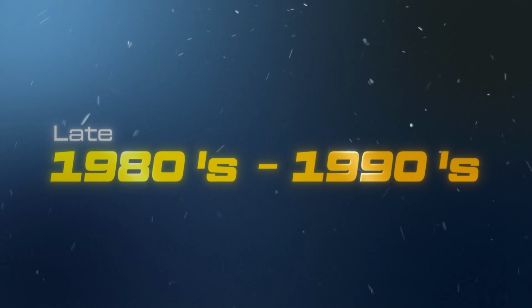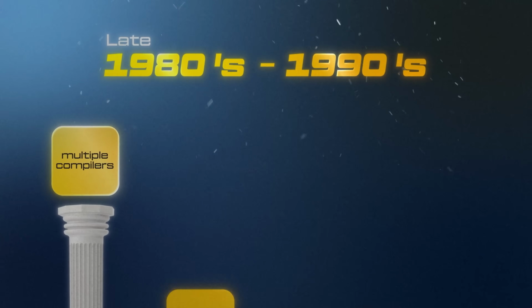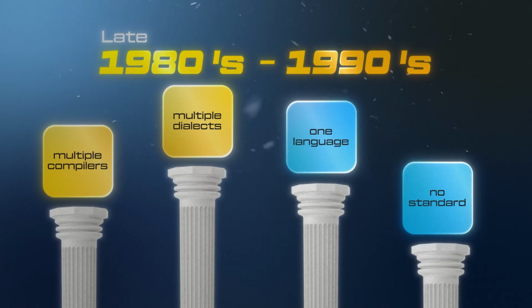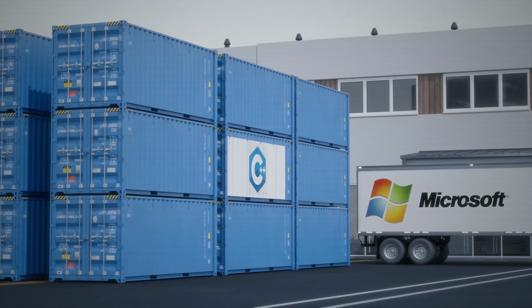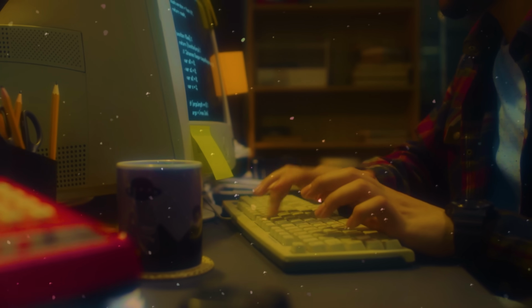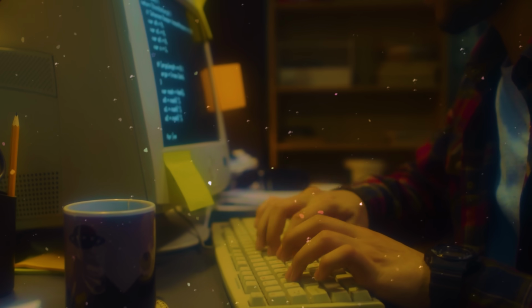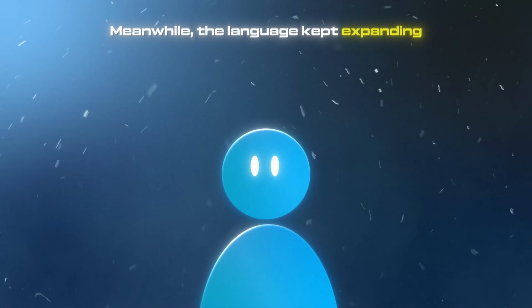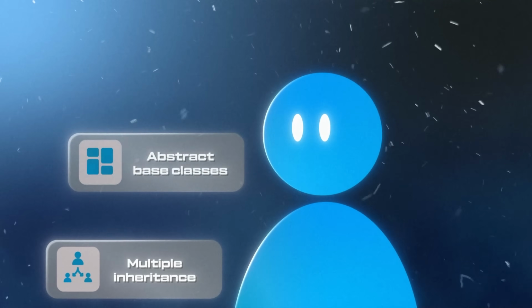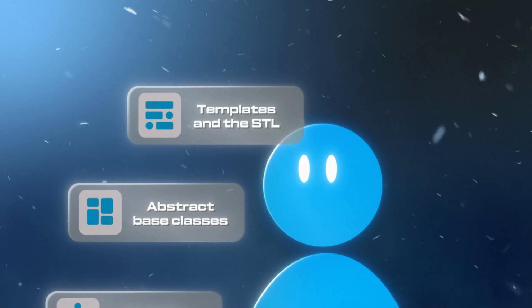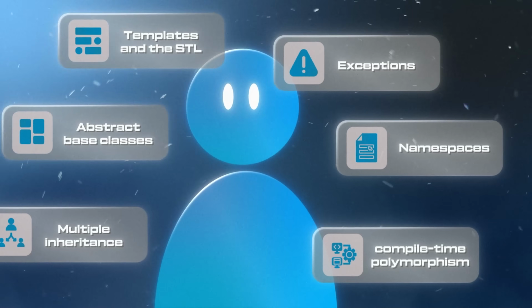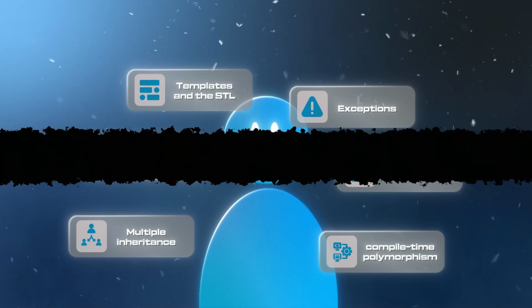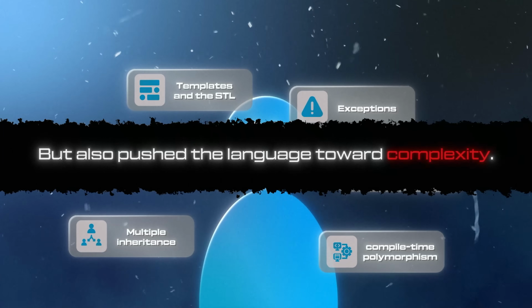Late 1980s to 1990s, multiple compilers, multiple dialects, one language, no standard. GCC, Borland, Microsoft, each shipped their own version of C++. Developers coded with caution, knowing code might compile differently. Meanwhile, the language kept expanding. Multiple inheritance, abstract base classes, templates and the STL, exceptions, namespaces and compile-time polymorphism. Each feature answered a real problem, but also pushed the language toward complexity.